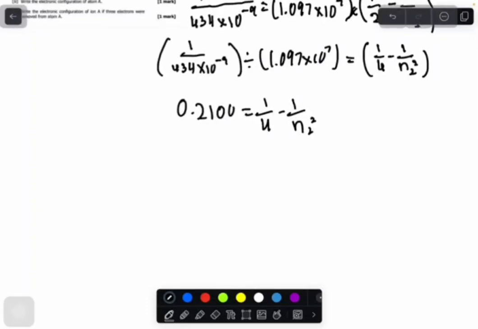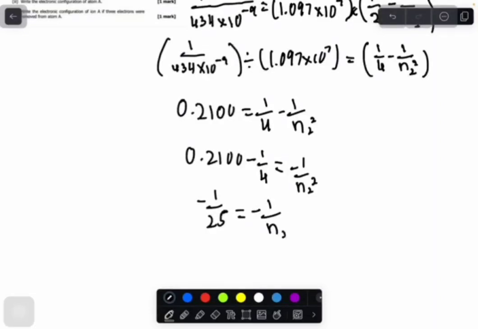So after this, solving it is quite simple. This 1 over 4 you just bring there, so it'll be 0.2100. Since it's plus here, when it goes there it's going to be minus, so it'll be minus 1 over 4 equals to negative 1 over n2 squared. So as soon as you minus this, you're going to get negative 1 over 25 equals to negative 1 over n2 squared. And since there's negative on both sides, just cancel the negative.